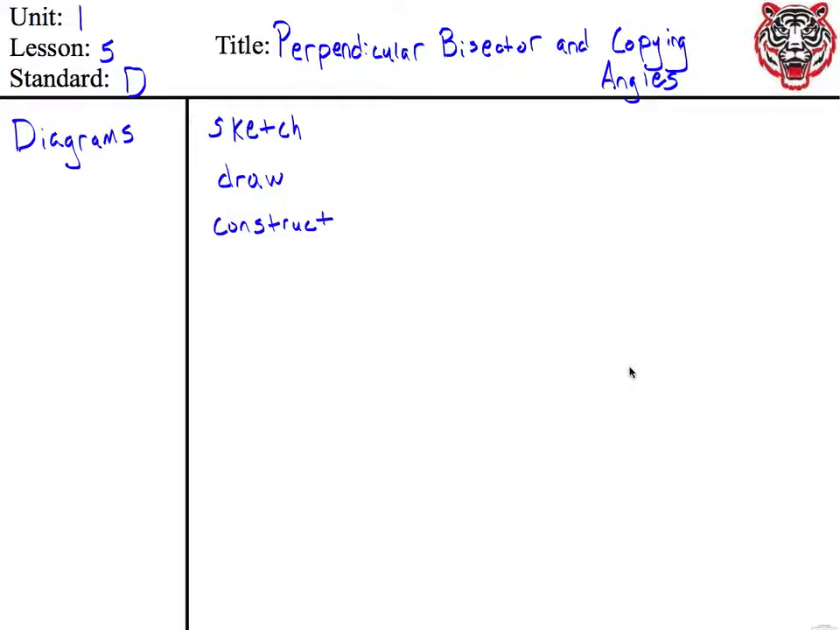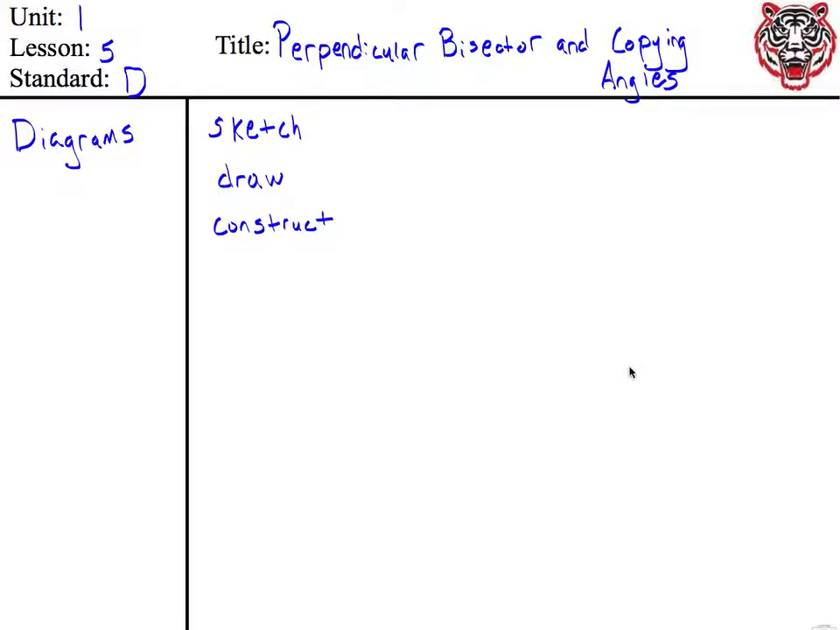All right, this is lesson 1-5 for geometry. The title of today's lesson is Perpendicular Bisector and Copying Angles. Everything that I'm doing today is making a construction. I'm constructing a perpendicular bisector, and I'm constructing a copy of an angle.